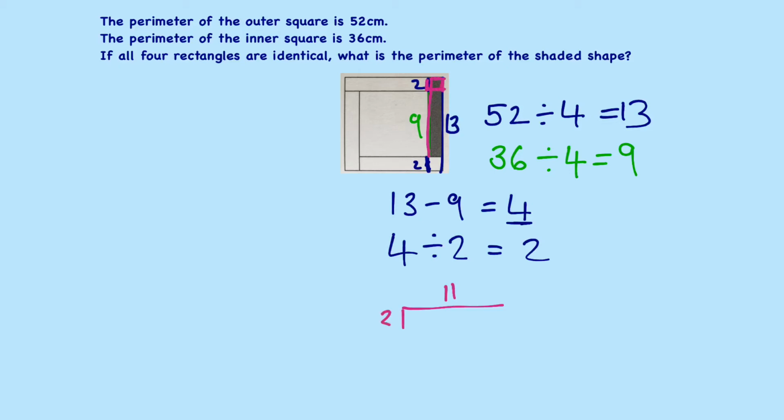So we had 11 by 2. Now remember, it's perimeter. We want another 11 here and another 2 here. And then we need to add them all together to give us the perimeter. And the perimeter is 26 centimetres. So your answer is 26. Well done.